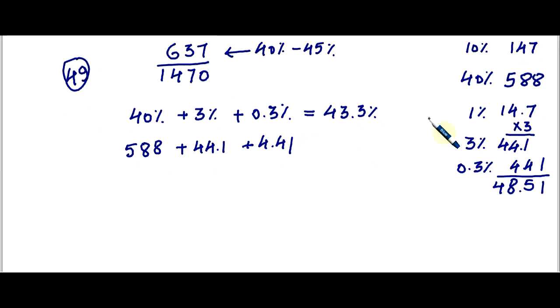Now, don't you worry about the large explanation that we have done this much. Most of this should go inside your mind. This will be done in your mind. What you need to do is to write as minimum as possible. 40%, 3%, 0.3%. That's what you need to write, and you'll get to 43.33. Right? Now, let's take another example to elaborate.